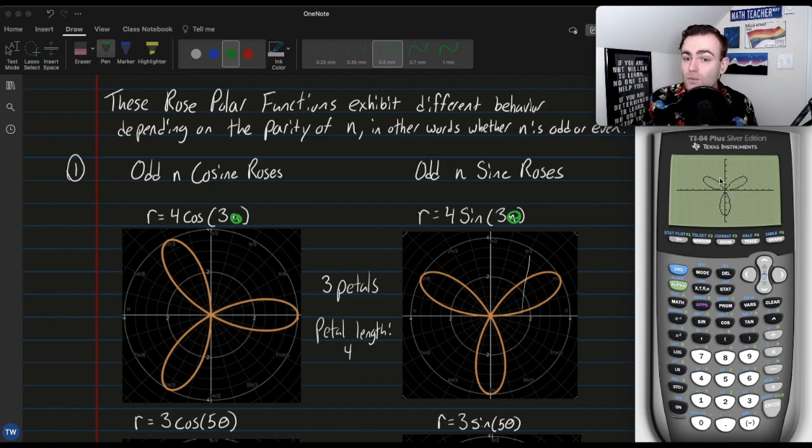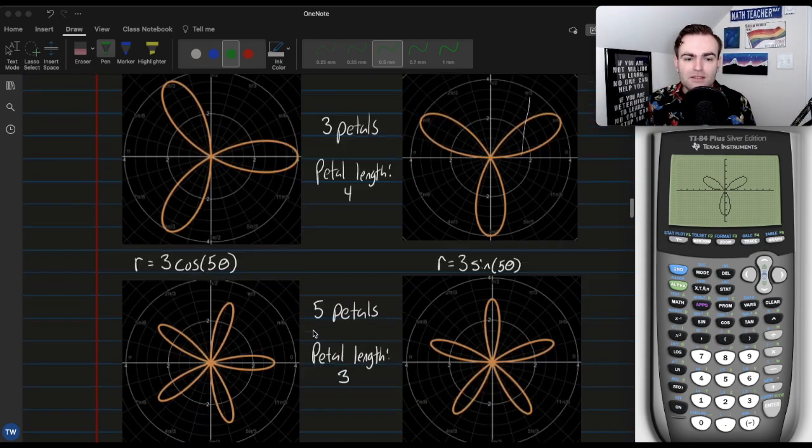Now, if I do negative sine, it will flip, yes. But just keep that in mind. Just because it starts at 90 degrees or pi over 2 up doesn't mean that it's going to be sine. So if we look here, we have 3 petals, and the petal length is 4. So looking at the behavior there, kind of interesting.